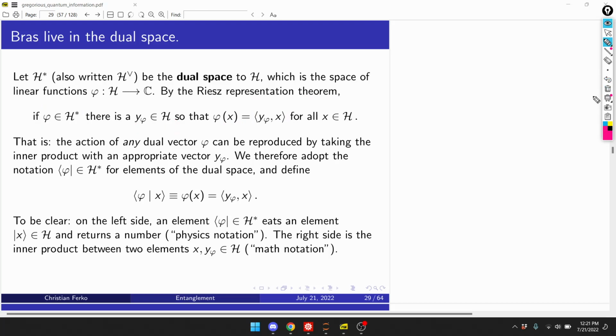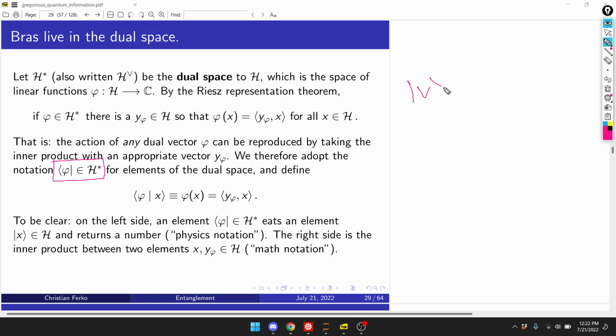So I'll say it again with different words. This is saying the action of any dual vector, any phi in the dual space, can be reproduced exactly using the inner product with an appropriate element of H, a vector. Okay, so this is a sort of correspondence between dual vectors and vectors. For any dual vector, I can pick out a vector that reproduces it. This is why we use the bra-ket notation, where an element of the dual space is now decorated with the other angle bracket.